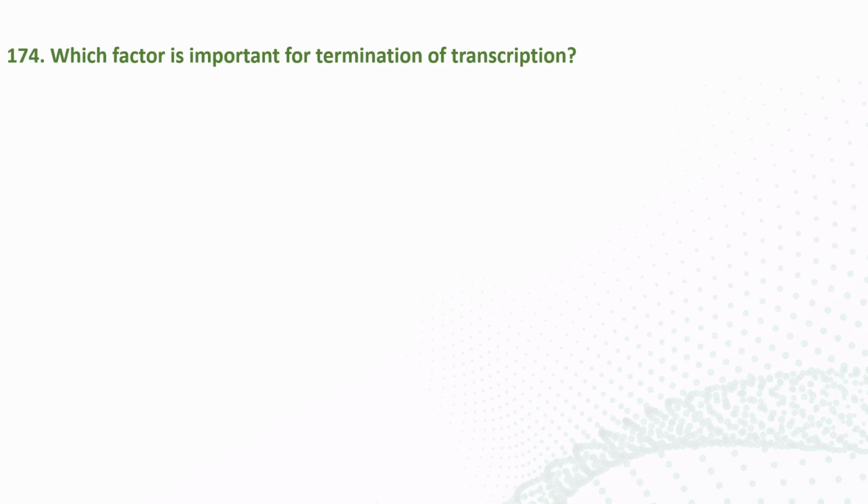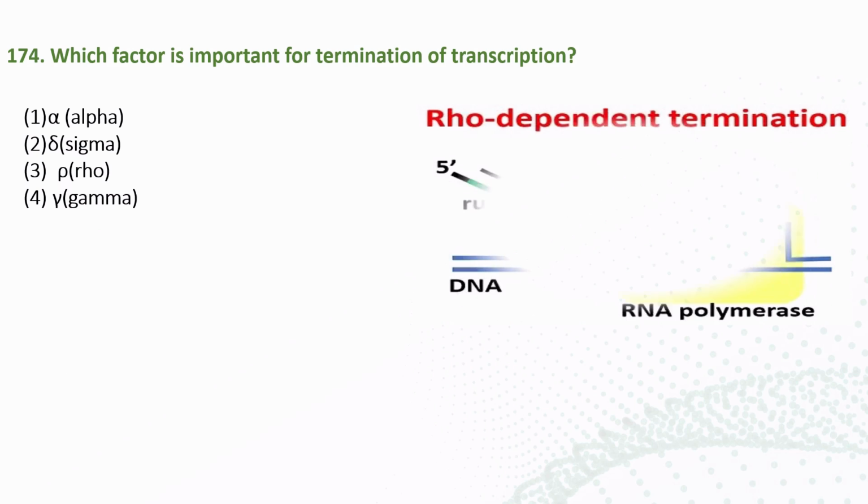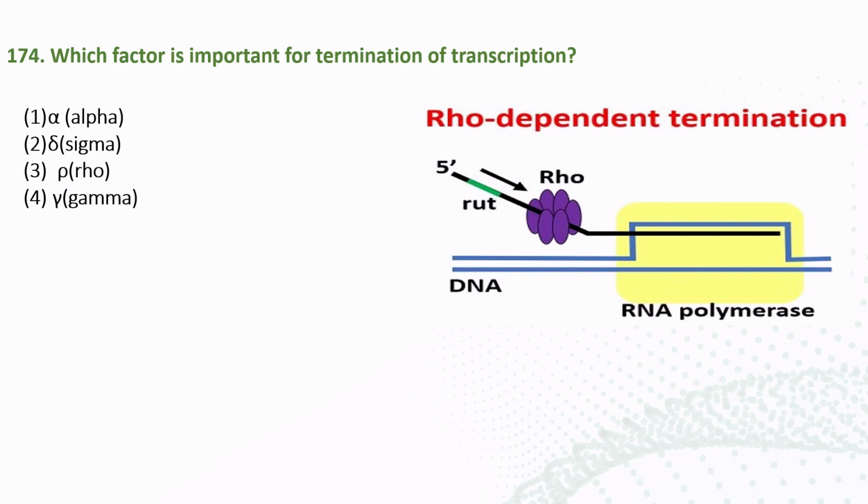That is about the termination of the transcription process. Here they are asking which factor is important for the termination of transcription. They have given the options alpha, sigma, rho and gamma. Normally we know that rho dependent termination will occur in the prokaryotes. The rho factor will attach to the mRNA that is synthesized from the DNA.